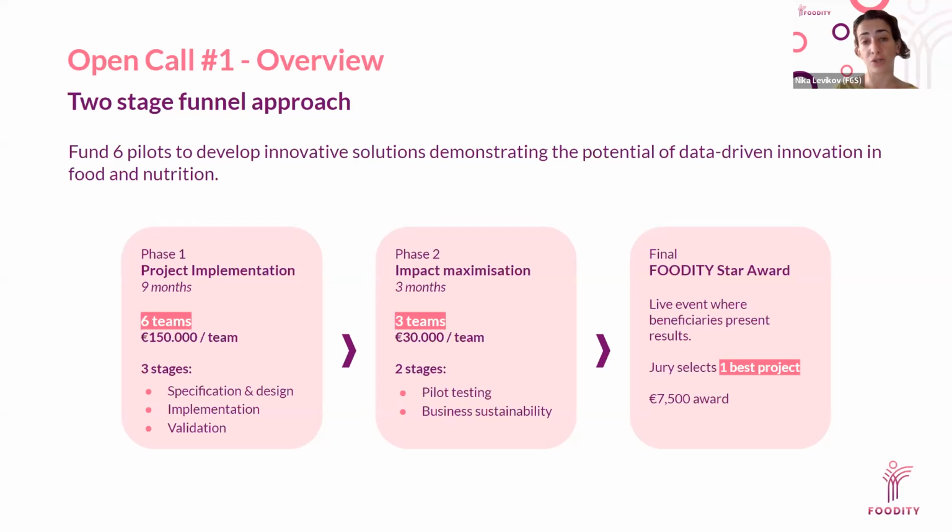Then we have phase 2. This is impact maximization. And this will be lasting for 3 months with up to 30K in funding. It is important to note that only 3 of the selected 6 pilots will move on to the second phase. And this is really where we're focusing on getting your product to market. So doing pilot and product testing, as well as working on business sustainability.